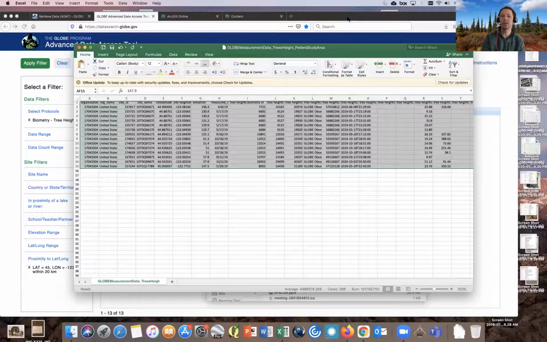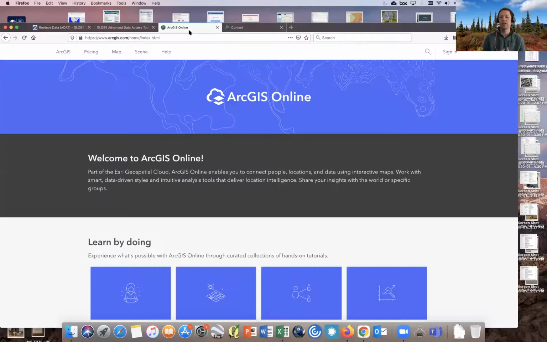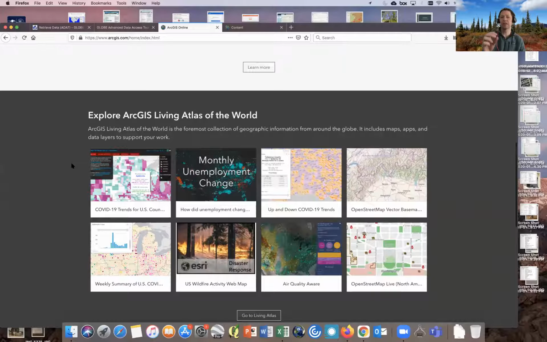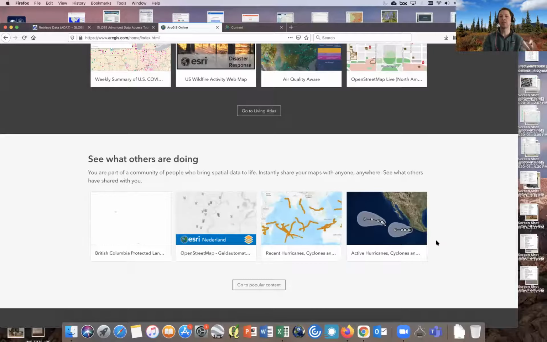So what I can now do is go to, if you don't have access through your school, you might ask your teacher about having access to this ArcGIS Online software platform. And there are a lot of tutorials and hands-on tutorials that allow you to see how to work with this. You can explore a lot of the different types of projects that other people are working on, whether it be tracking COVID or wildfires, air quality. There are a lot of really interesting features that you can learn about here.